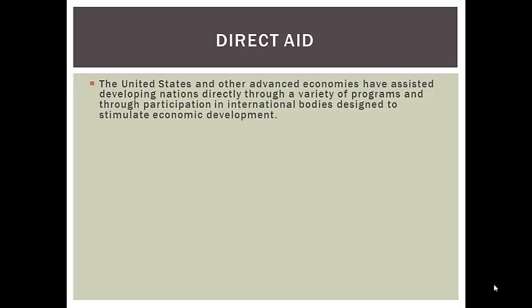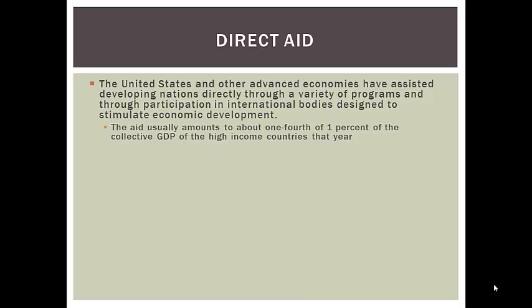They do it through a variety of programs and through participation in international bodies that are designed to stimulate economic development. So we either devote part of our budget to help developing foreign nations, or we do that through some kind of international organizations that collect the money and then distribute it to the countries that are still developing. This aid usually amounts to about 1/4 of 1% of the collective GDP of the high-income countries that year.